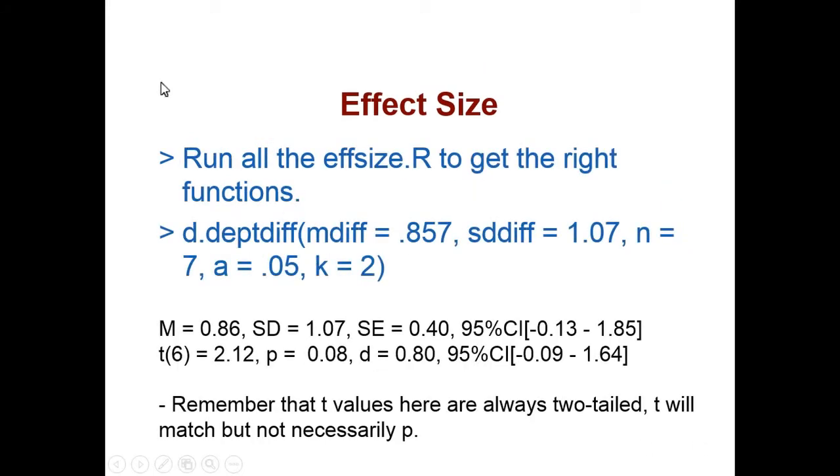And so you would run the entire effect size script, and then I included it in here just to make it clear which one we're using. So you fill in mean difference, SD difference, n. Remember, there's only one n because there's only one sample. Alpha and k for decimals.